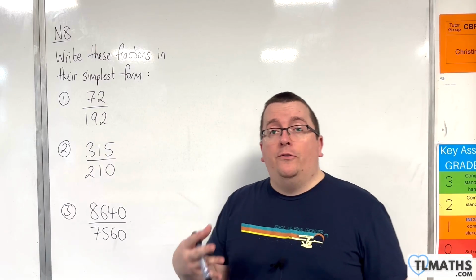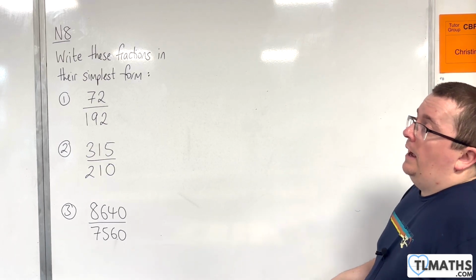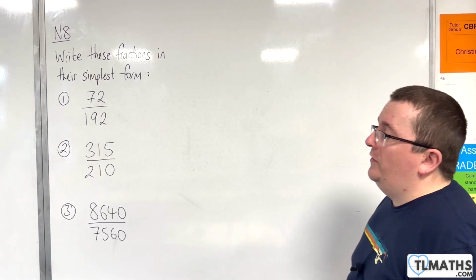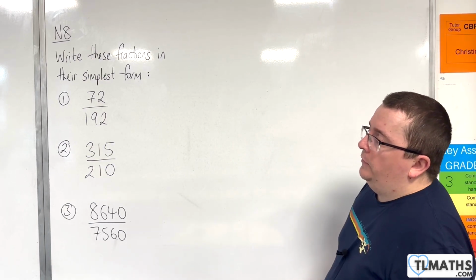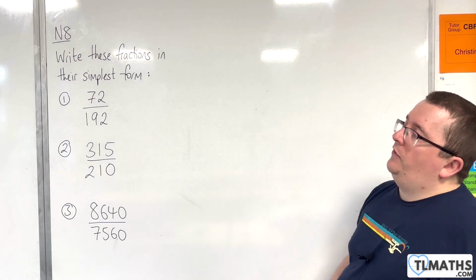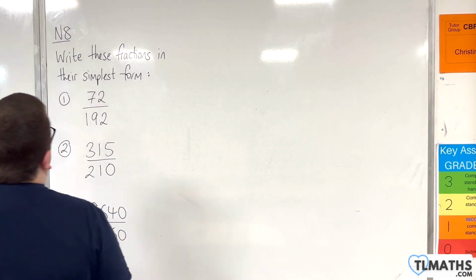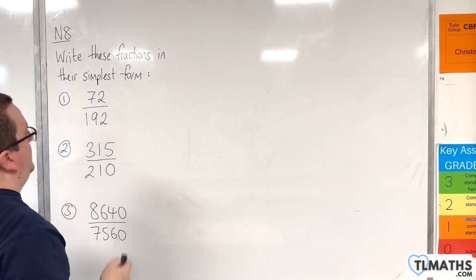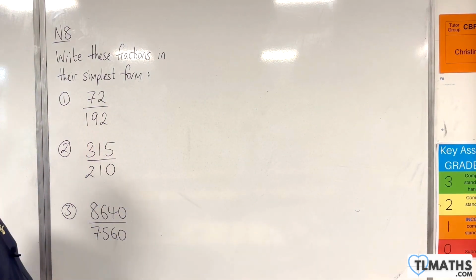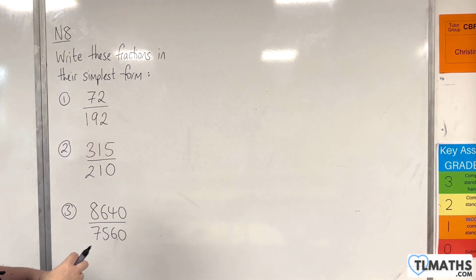So in this video, I want to go through some more challenging writing fractions in their simplest form problems. So let's start with number one here. We've got 72 over 192. The first thing to notice is that the numerator and denominator are both even, so we can divide both of them through by 2.